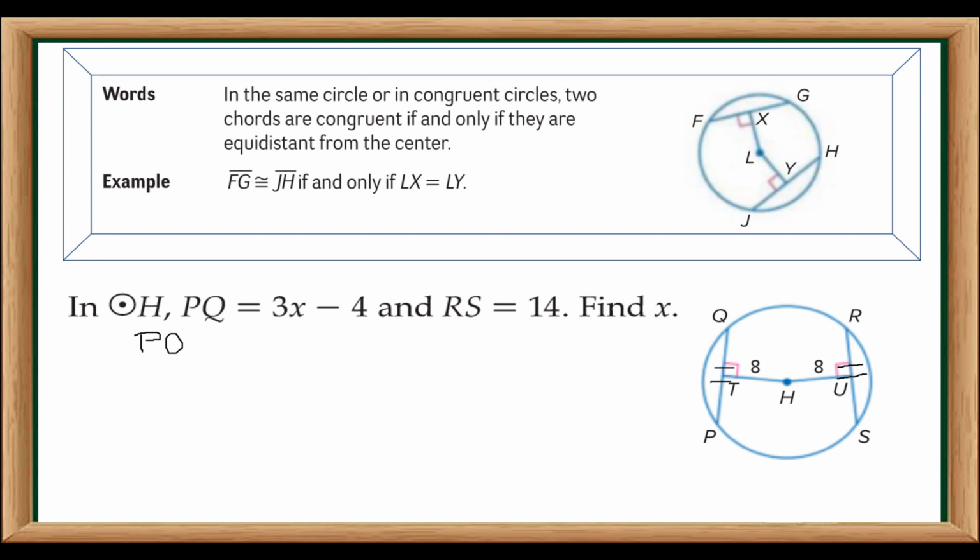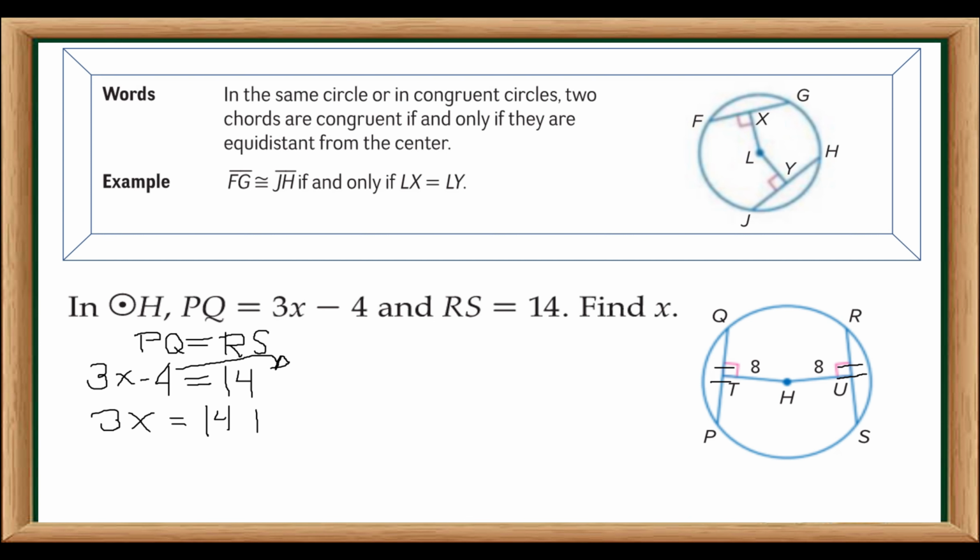Let us have this example. In circle H, PQ is equal to 3x minus 4 and RS is equal to 14. Find the value of x. PQ is congruent to RS. So therefore, you can equate the two chords because they are congruent. Substitute 3x minus 4 in PQ and 14 in RS.